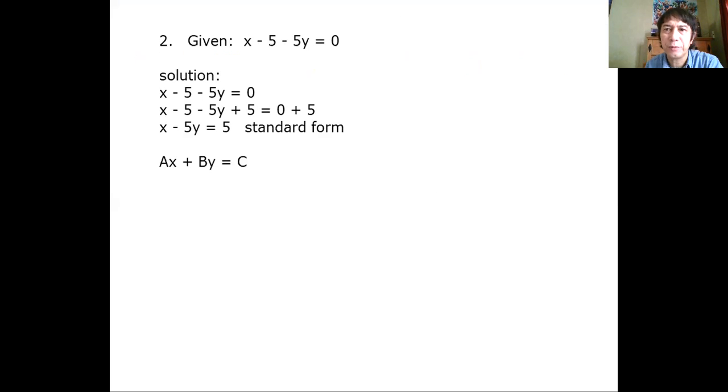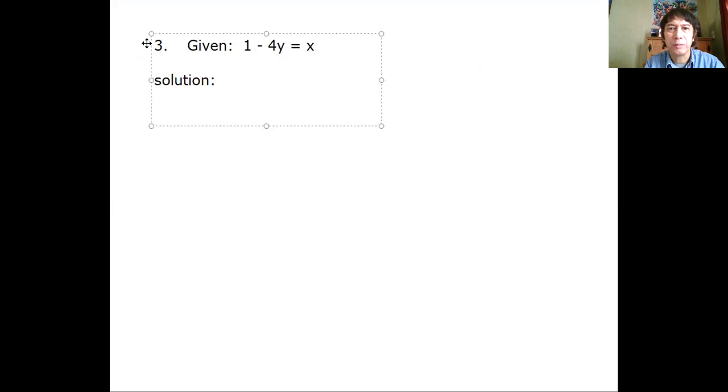Okay, we shall remove number 2, clear the board, and then our next example is over here. This is number 3. The given is 1 minus 4y equals x. There. Solution. Okay, standard form. We shall write it ax plus by equals c. It should look like this. So we will start with the given 1 minus 4y equals x.